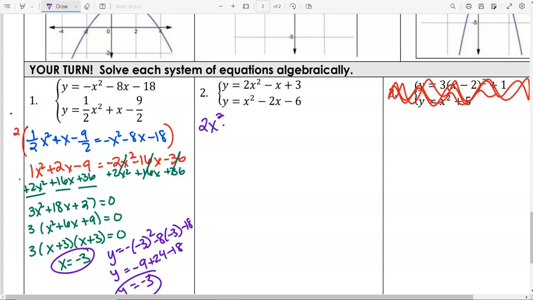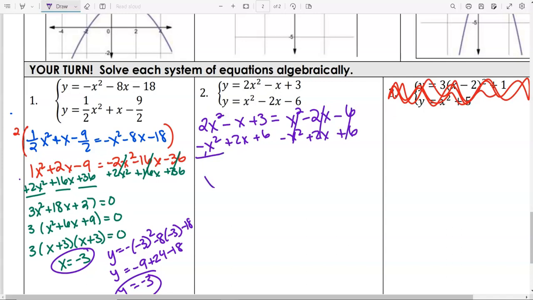So set them equal to each other. Subtract the x squared, add 2x, add 6 all over here. Plus 2x plus 6. So this gives me 1x squared. This gives me a positive 1x. 3 plus 6 gives me 9. Does anything multiply to give you 9 and add to give you 1?